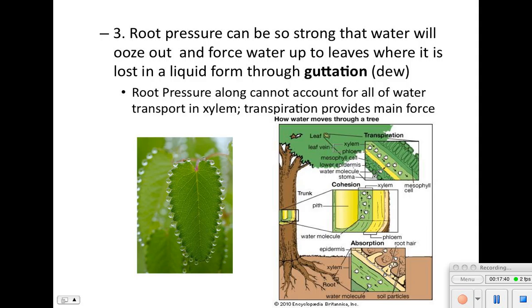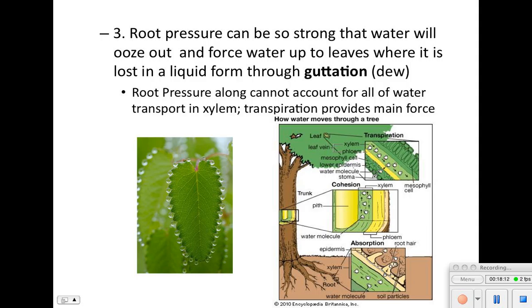Root pressure can also be so strong that water will ooze out at the tips, and so we call this guttation or dew. So we've all seen dew before. But the root pressure is so great down here that it's pushing up all the water through the plant to the edge of the leaf, and then it comes out like dew. But just keep in mind, root pressure, again, helps, but transpiration is the main force of moving water.